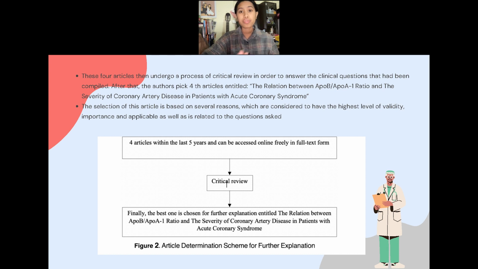So here is the flowchart of what we have done to critically review the article. There were 4 articles within the last 5 years that can be accessed online freely in full text form. After that we did a little bit of critical review, and finally the best one was chosen for further explanation. The title is The Relation Between ApoB / ApoA1 Ratio and the Severity of Coronary Artery Disease in Patients with Acute Coronary Syndrome. So that's all I can say about the article research.